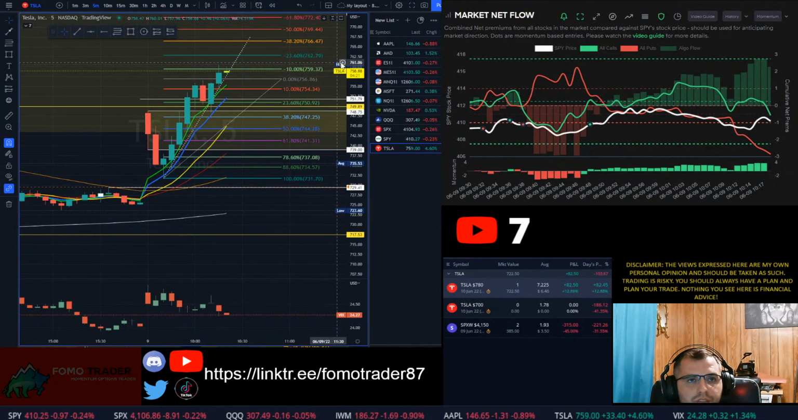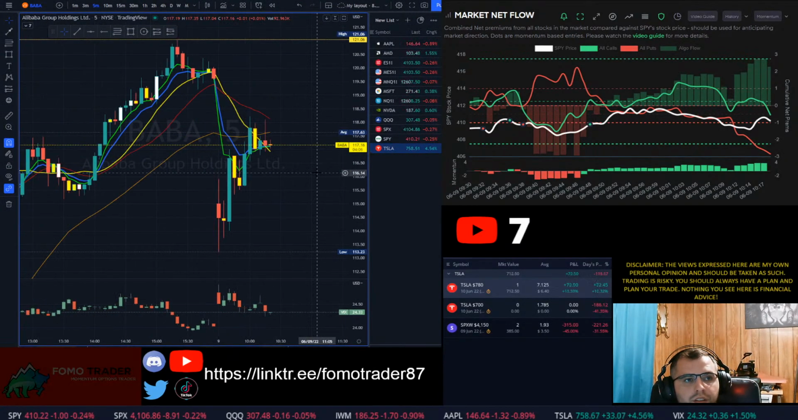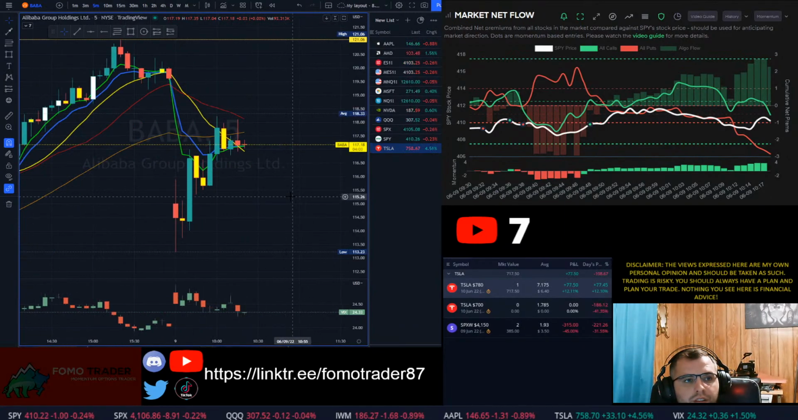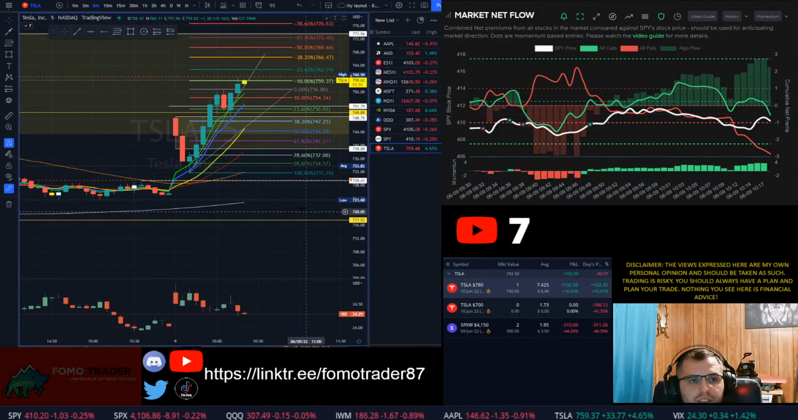So we need Tesla to push here so we don't double top out. We need to push over high of day. What's Baba doing? Baba seems to be closing that gap from pre-market sell-off. Come on, Elon, push it. Somebody push it.